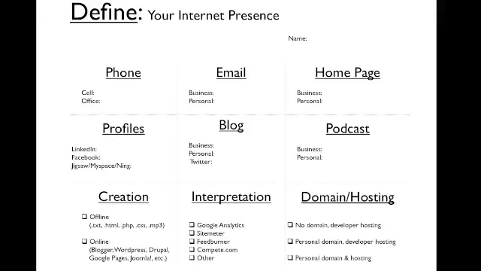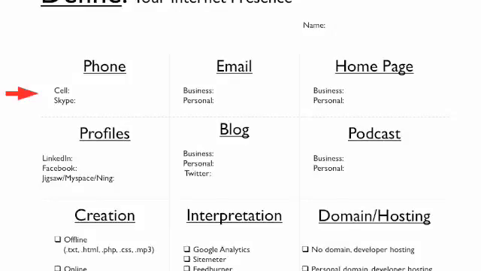So now that we have our definitions, to visualize our web presence, I've created a chart with these 9 basic categories: phone, email, homepage, profiles, blog, podcast, creation, interpretation, domain/hosting. The first 3 categories, phone, email, homepage, these focus on direct ways to contact you over the web. So for the phone, you can send text messages from the web to a cell phone, or you can send text messages from your cell phone to the web. Also, in addition, programs like Skype, GChat, AIM, these bring phone and video chat services to the web.